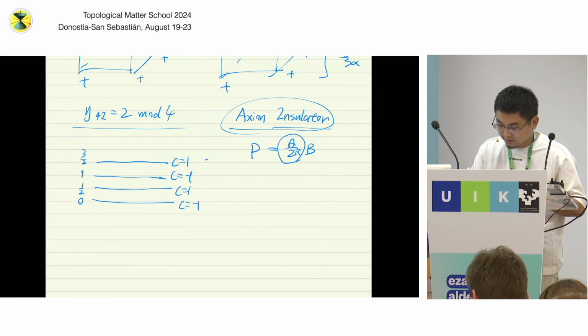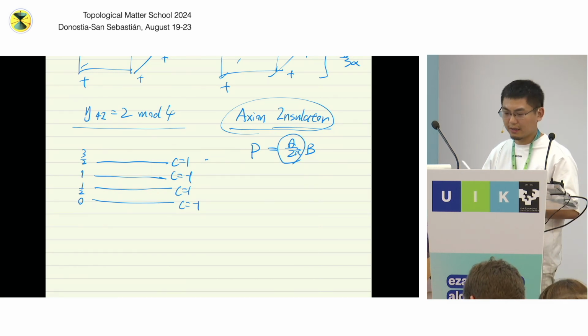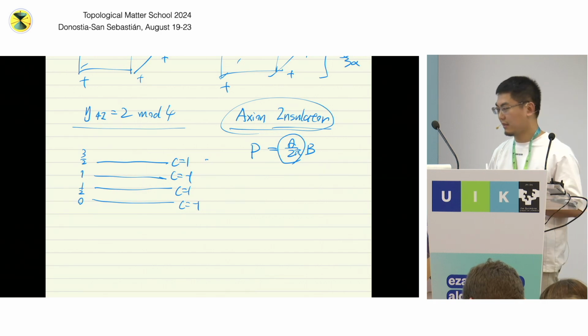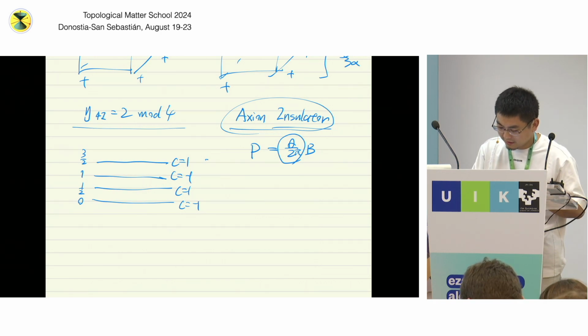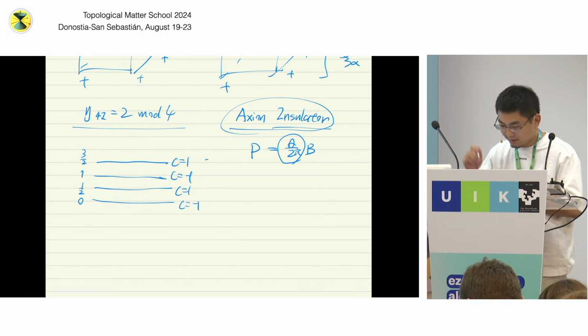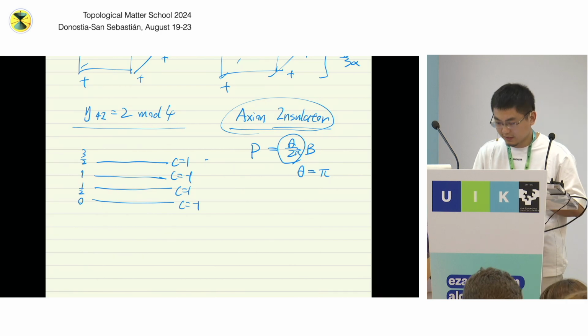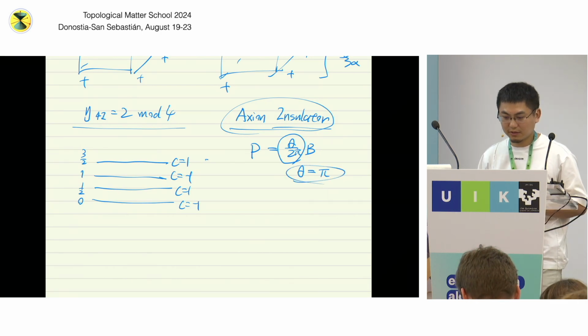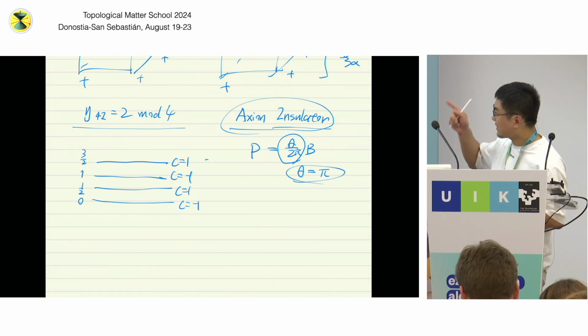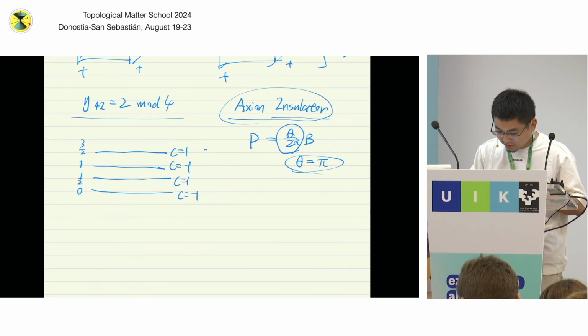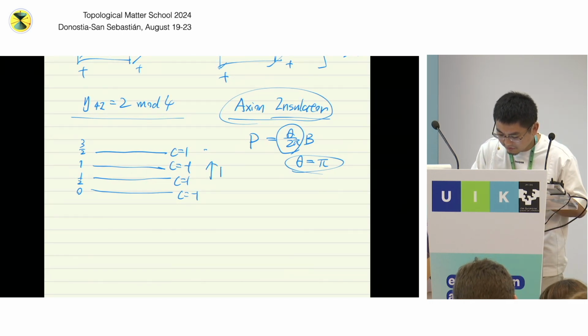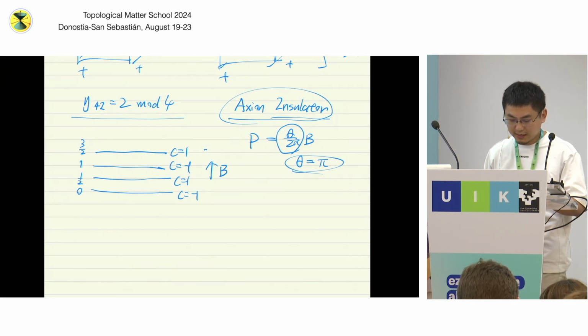And the coefficient is given by theta over 2 pi up to some universal constants. I don't remember those constants, but basically it's theta over 2 pi. And in an axion insulator, theta is quantized to be pi. So this is the defining feature of an axion insulator. Now let's see whether it's the case for this layer construction. So now let's apply a magnetic field in the z direction, okay?